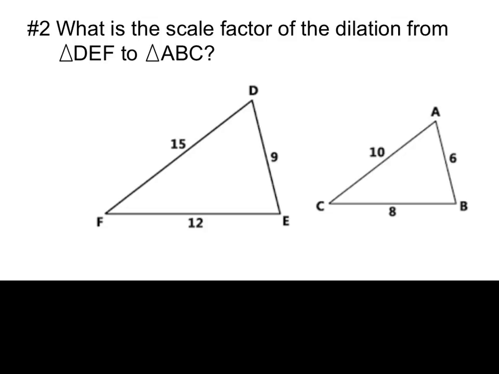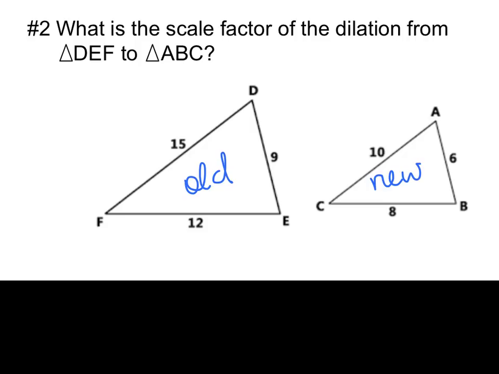Okay, problem 2. So pause the video, draw this out in your geo book, and then we'll get started. Okay, so this time, what is the scale factor of the dilation from triangle DEF to triangle ABC? So we don't have the A prime, B prime, we don't have all that. So we have to read it and try to figure it out ourselves. So we're going from triangle DEF to triangle ABC. So that means that triangle DEF had a dilation done to it to make it triangle ABC. So that means that ABC is our new and triangle DEF is our old.